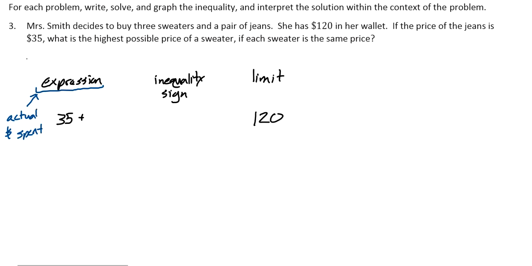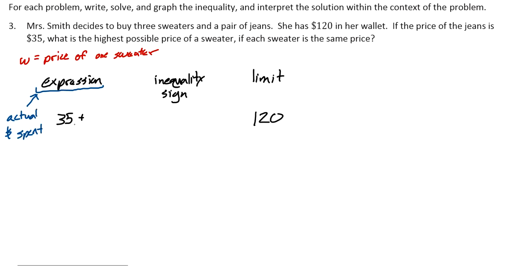So let's use the letter W. W, because I don't like S. My S's kind of look like 5. So we'll use the second letter, which is W. So anyway, W equals the price of 1 sweater. There you go. So W equals the price of 1 sweater.